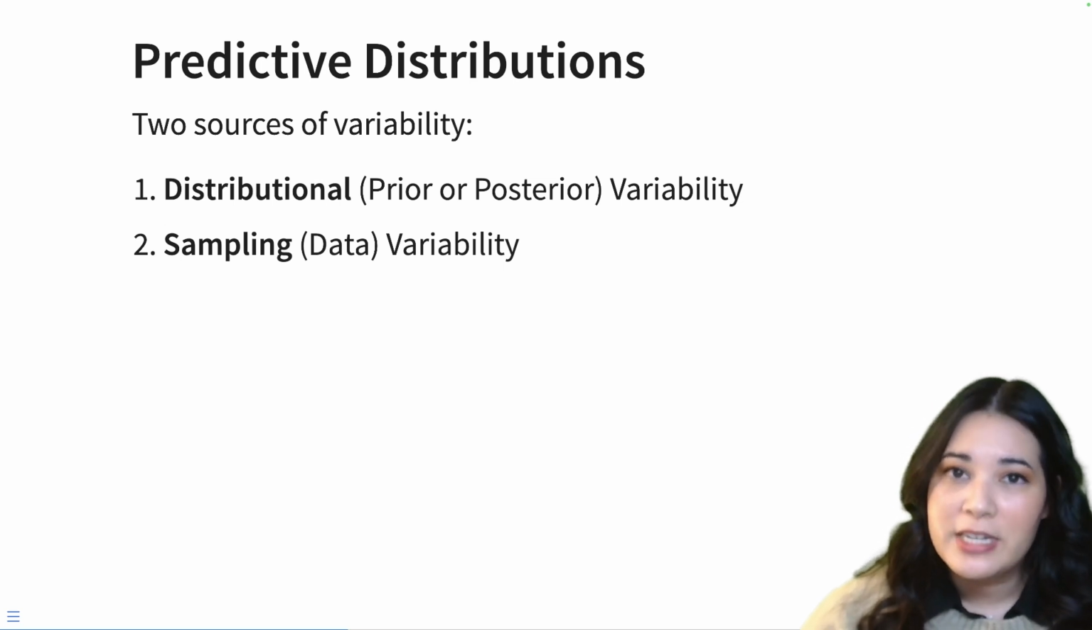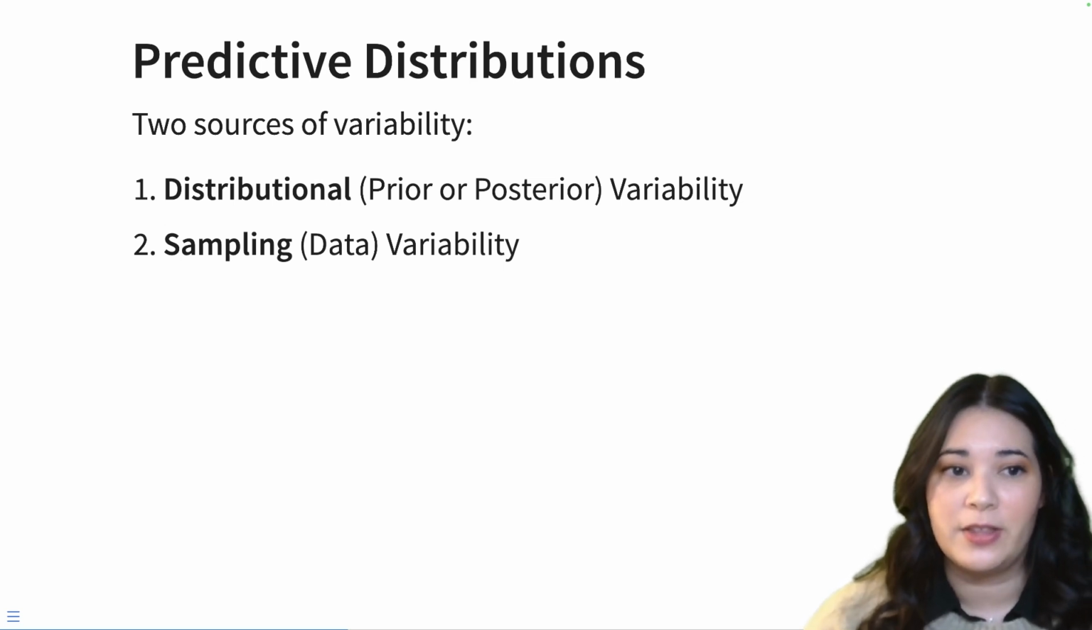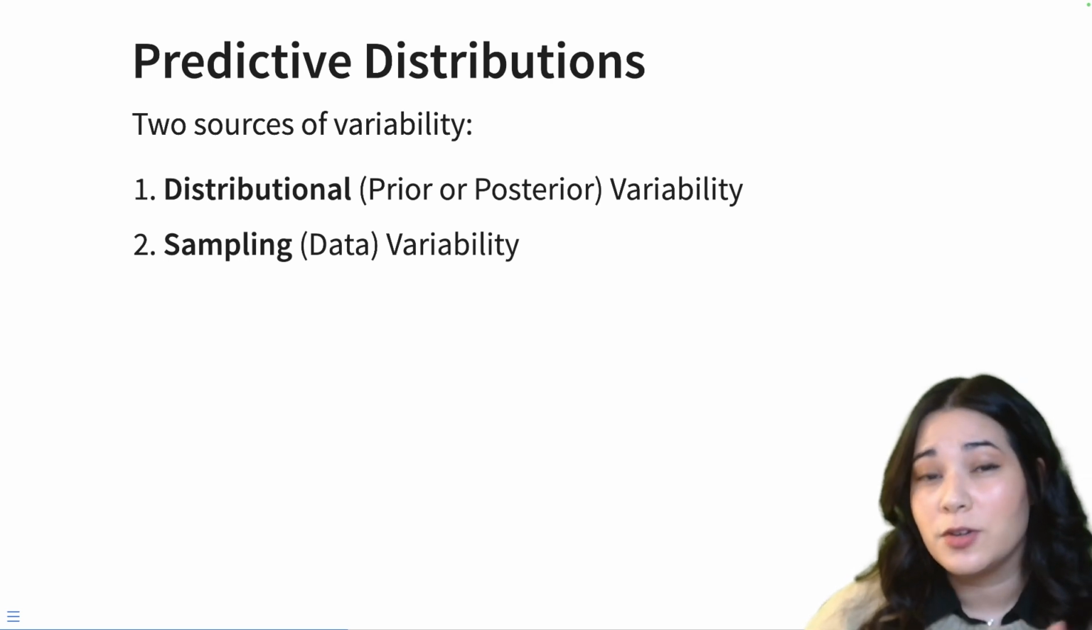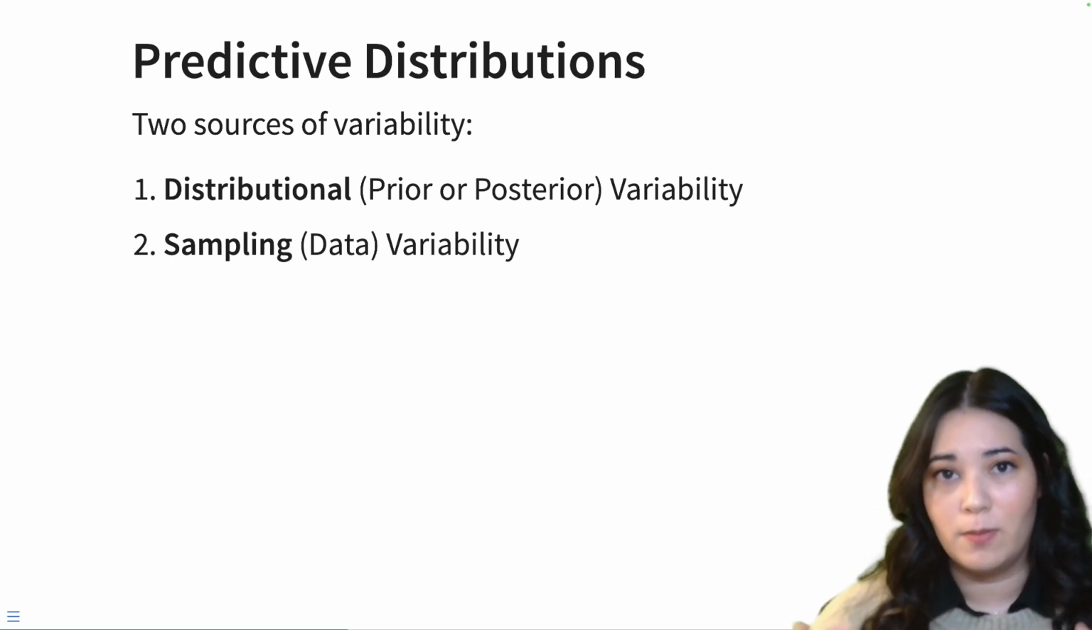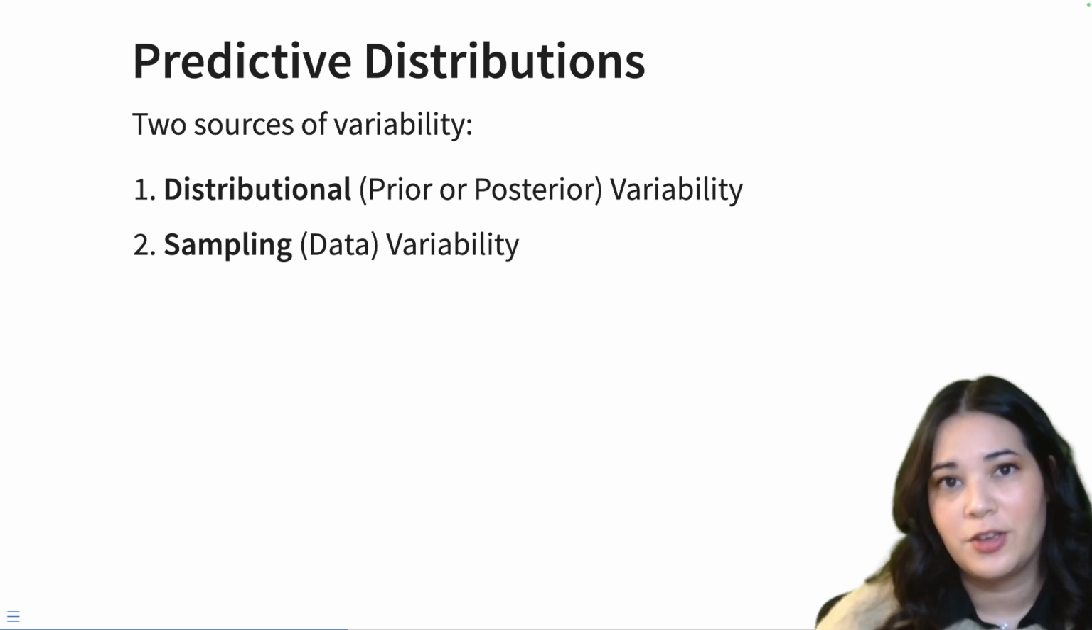So again, predictive distributions have 2 sources of variability that they account for. First, they have distributional variability, which is our uncertainty about the parameters of our model, and 2, the sampling variability. How do data points vary around their expected value from the model?